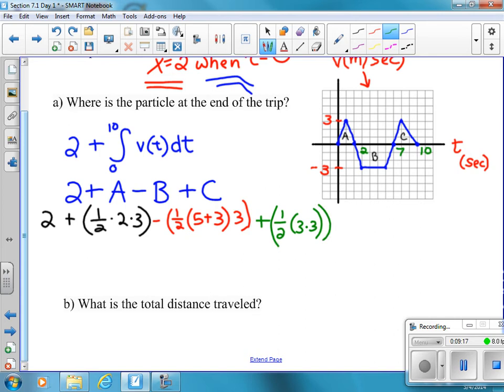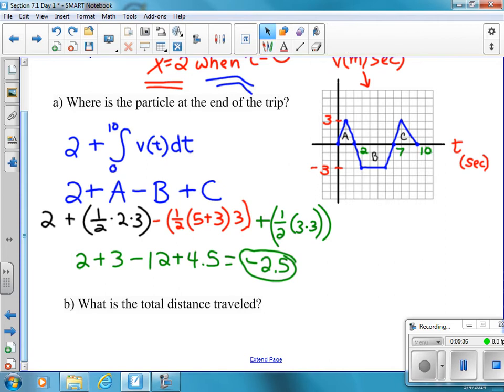If we add them together, we should get 2 plus 3 minus 12 plus 4.5, and that should equal -2.5, if I've added those correctly. Yep, that looks pretty good. That's supposed to be a -2.5.